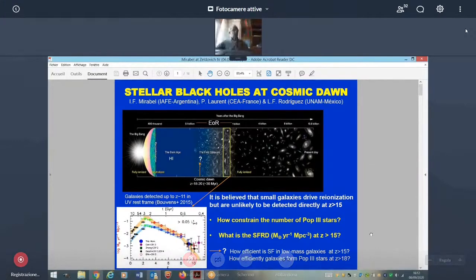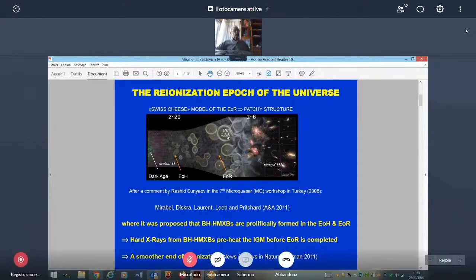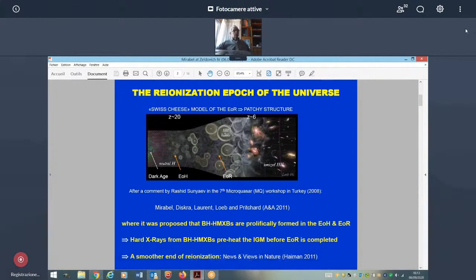Now, until 2011, the current understanding of the reionization epoch of the universe was according to a model called the Swiss cheese model, where after the formation of the first stars at the dawn of the universe, these stars will produce UV radiation that will ionize the intergalactic gas, producing H2 bubbles that will expand at speeds of a few tens of kilometers per second.